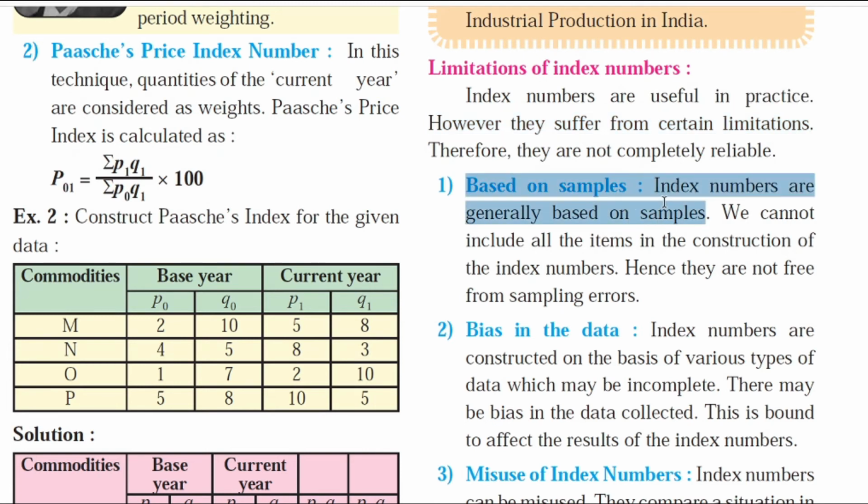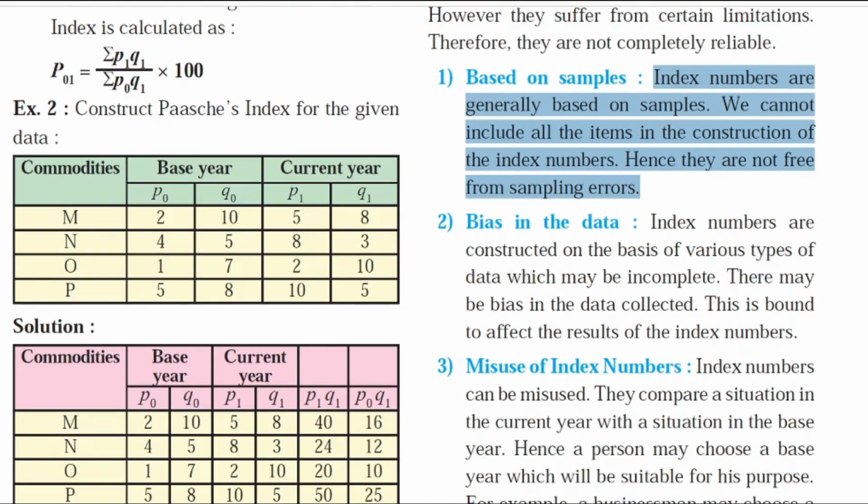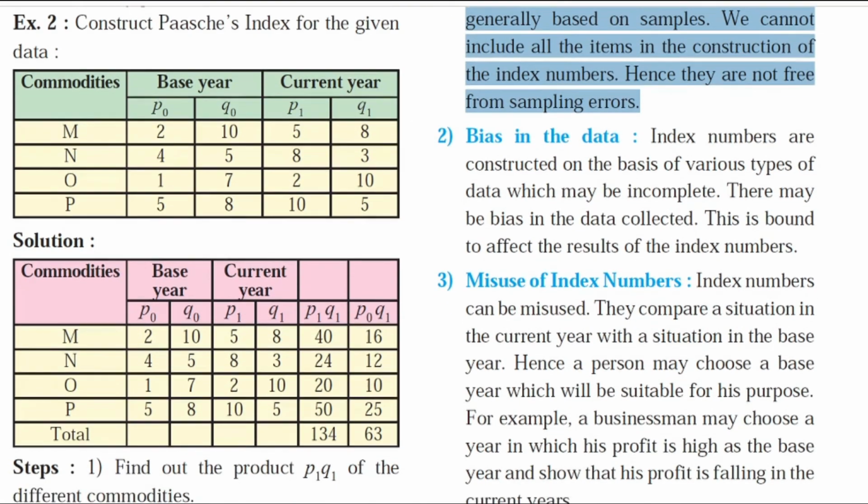Based on samples, it says. My dear students, as we saw, based on certain samples, it is not a complete study, and it is difficult to do a complete analysis, and thus when we take only samples, many assumptions are being made. Index numbers are generally based on samples, my dear students. We cannot include all the items in the construction of index number, hence they are not free from sampling errors. There can be bias, there can be partiality in nature, and thus it is one of the biggest limitations.